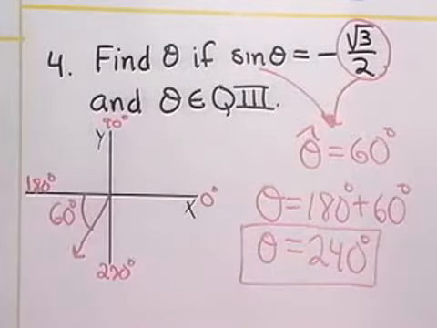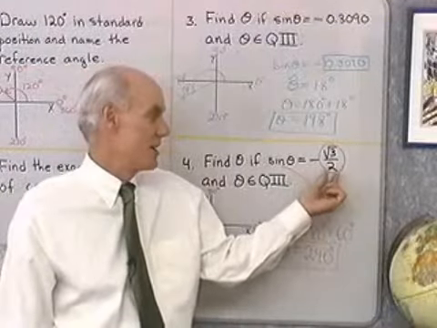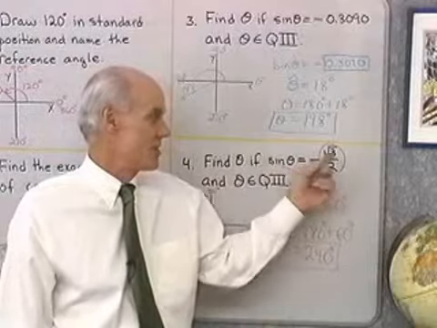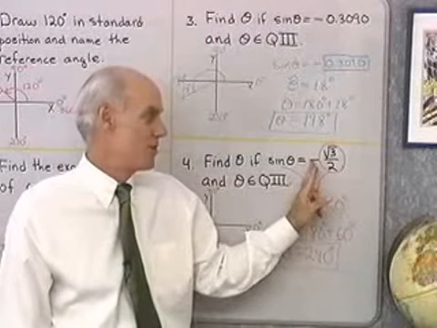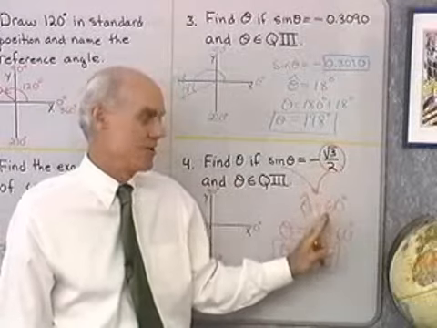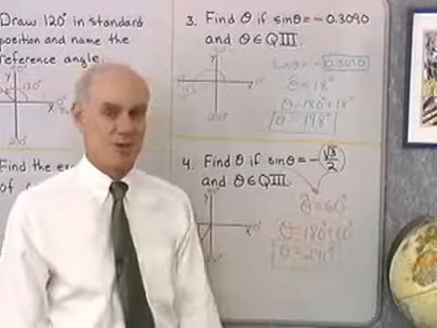So it's the same kind of problem as problem number 3, except I'm using exact values here, and I know that I've memorized the fact that the sine of 60 degrees is square root 3 over 2. So I forget the algebraic sign to begin with and just let this numerical value give me my reference angle. Then from that, in my little diagram, I can find the actual angle itself.